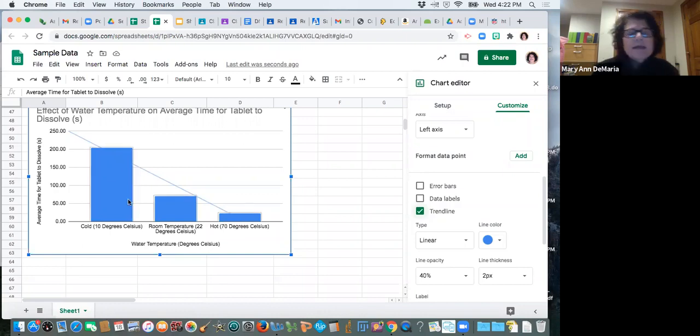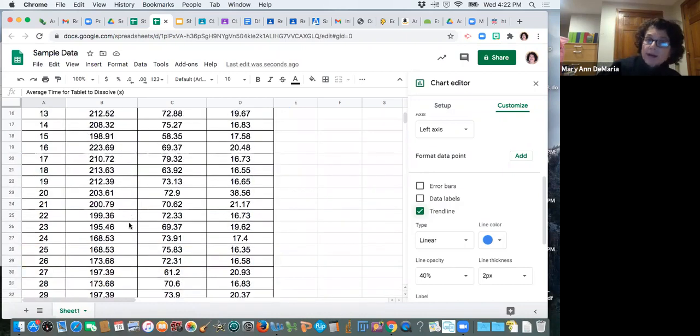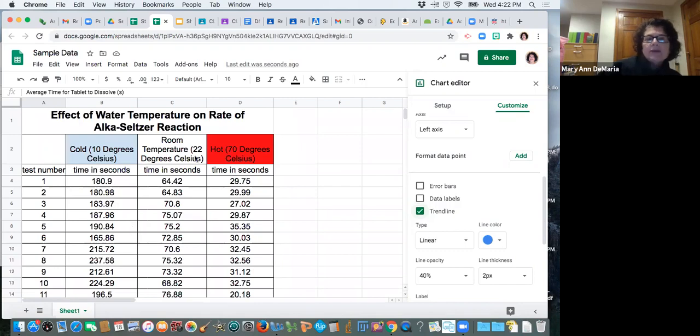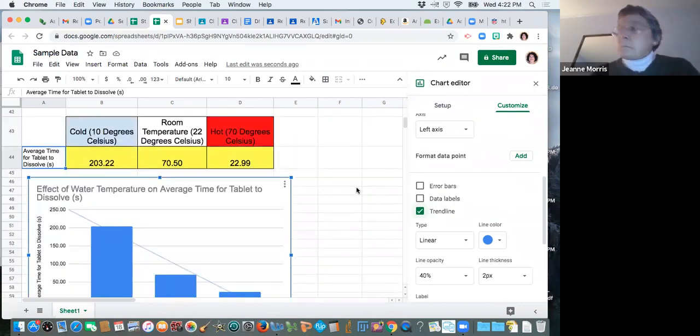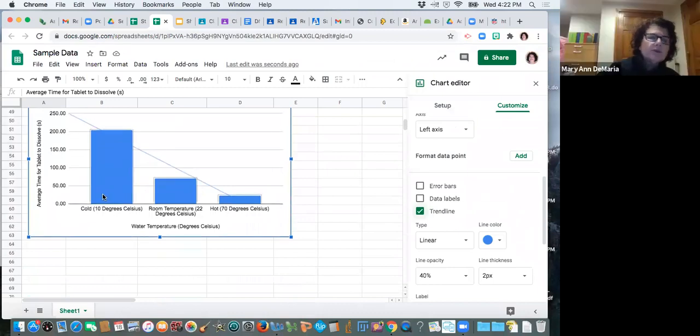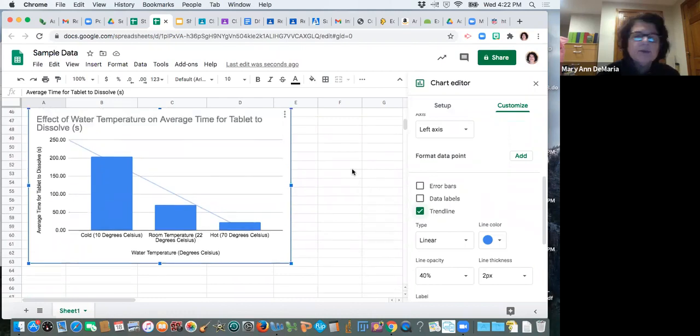And notice we were smart when we organized our data, that we did it in order of cold, room temperature, hot, so that we were able to put that trend line in. If a kid graphed room temperature here, cold, and then hot, we wouldn't have been able to use that trend line in our graph.